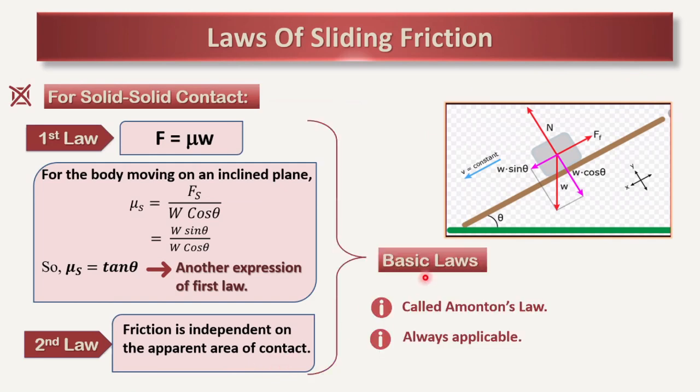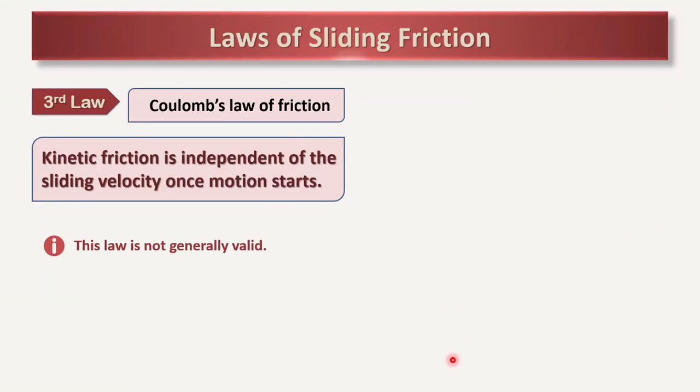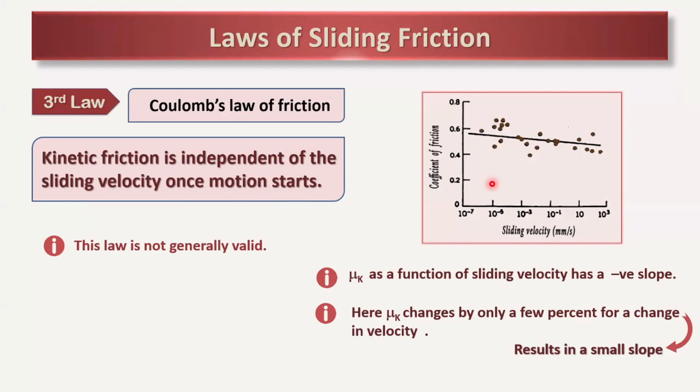These two are the basic laws, which are called Amonton's laws, and these are always applicable and generally obeyed. This is the third law, which says that kinetic friction is independent of the sliding velocity after the motion has started, and this law is not generally valid. Here is a graph of mu k versus velocity, where we can see that mu k has a small negative slope because it changes only by a few percent for a change in velocity.